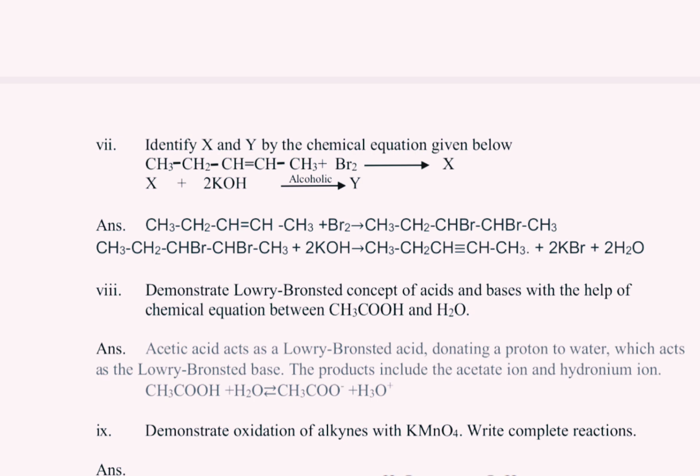Then the next question is, demonstrate the Lowry-Bronsted concept of acid and base with the help of a chemical equation, using acetic acid and water. According to this concept, a proton donor is an acid and a proton acceptor is a base. Acetic acid provides H positive ion, so it's donating, it's an acid, and water will pick up that H positive with the help of the electron pair on oxygen, so it is the Lowry-Bronsted base. So you can write the equation.